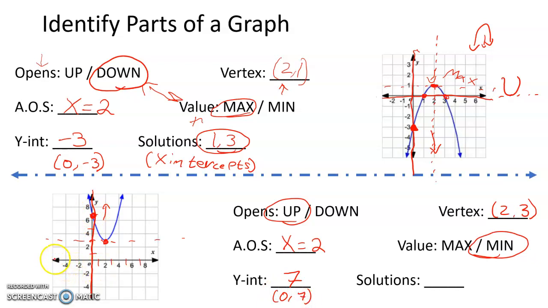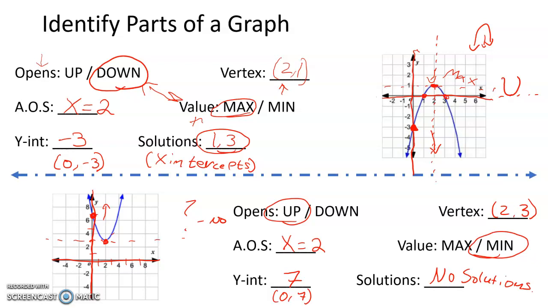Solutions. Crossing the x-axis here. Oh, wait a minute, it's up here. It doesn't cross the x-axis. If it doesn't cross the x-axis, do we have any solutions? The answer is no. You're going to have times like this where it doesn't cross the x-axis. If it crosses the x-axis at any point, you have a solution. But if it doesn't cross the x-axis, you would just write no solutions. All right, so that's looking at the graphs.